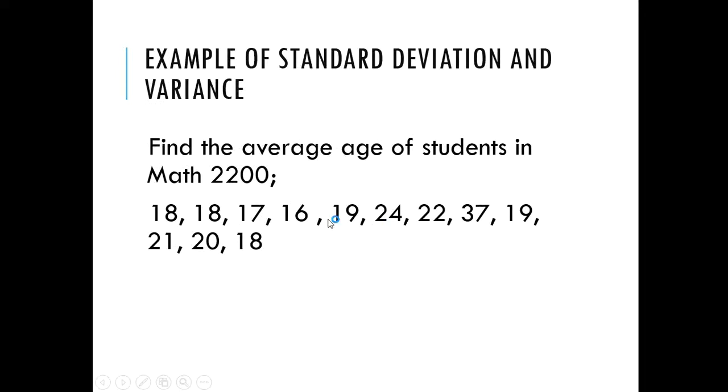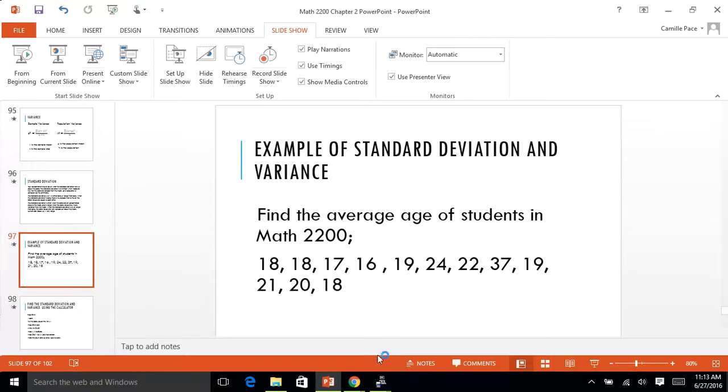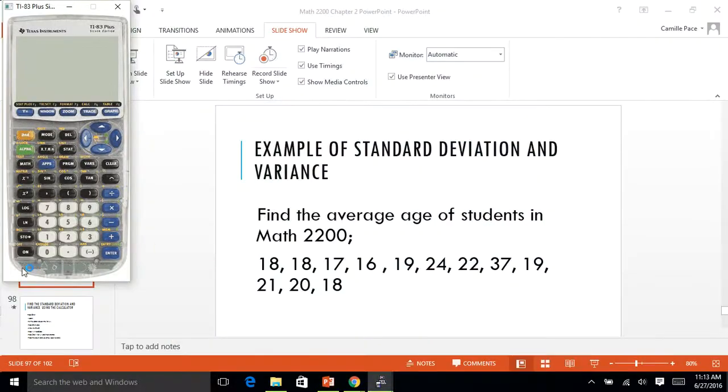Okay, so let's do this. I'm going to bring up the calculator. This is the data set we've been using. I'm going to turn my calculator on. First, I'm going to clear out my data, so I do second plus list and enter. Now I'm going to go to stats and hit edit.